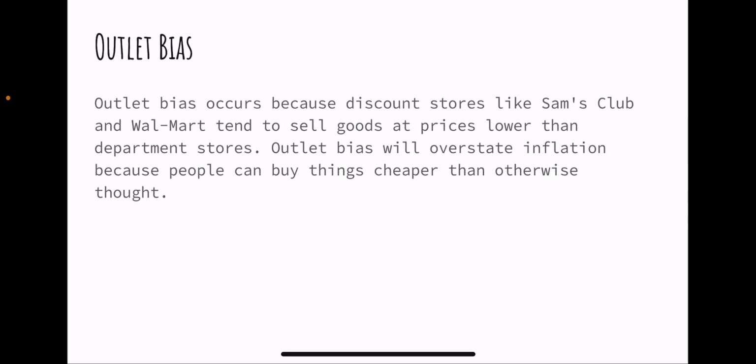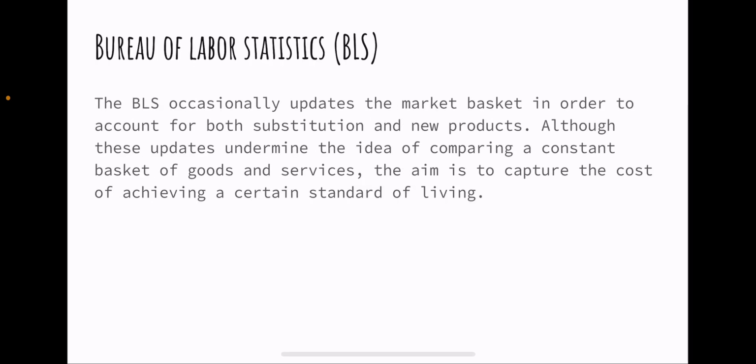Outlet bias. Outlet bias occurs because discount stores like Sam's Club and Walmart tend to sell goods at prices lower than department stores. Outlet bias will overstate inflation because people can buy things cheaper than otherwise thought.